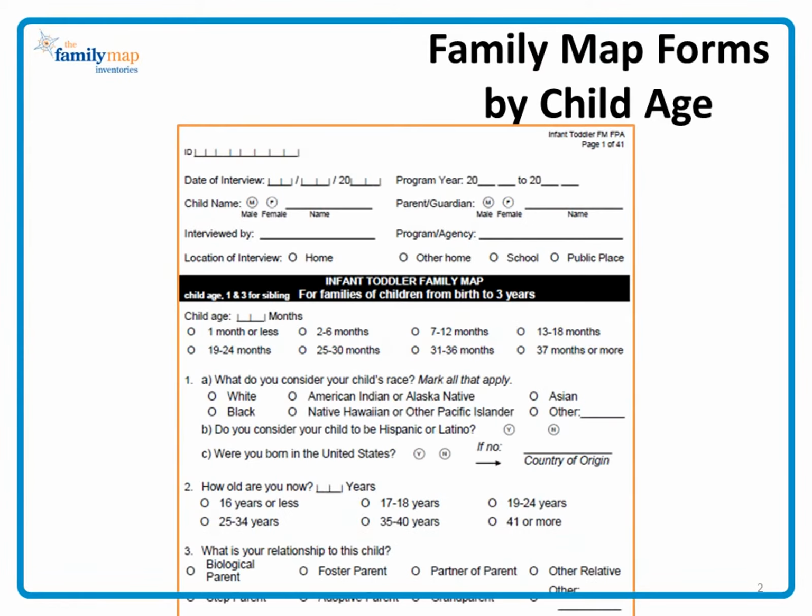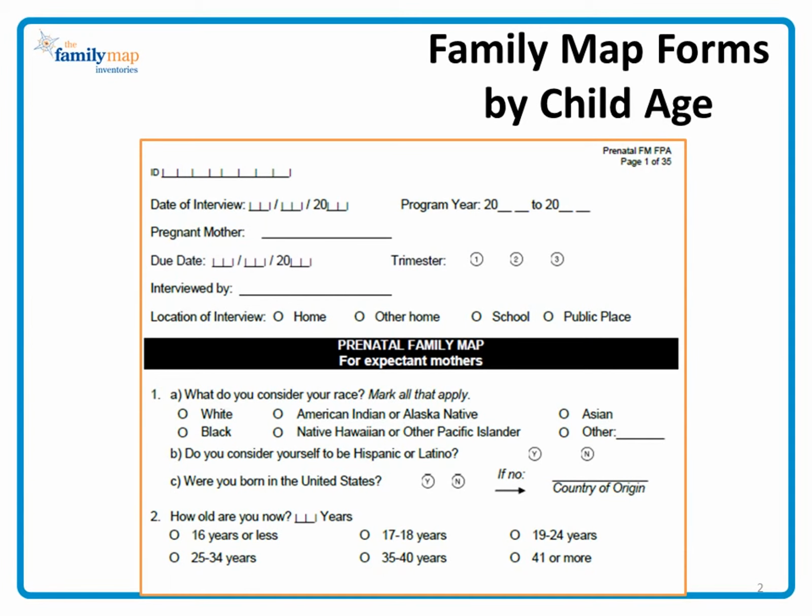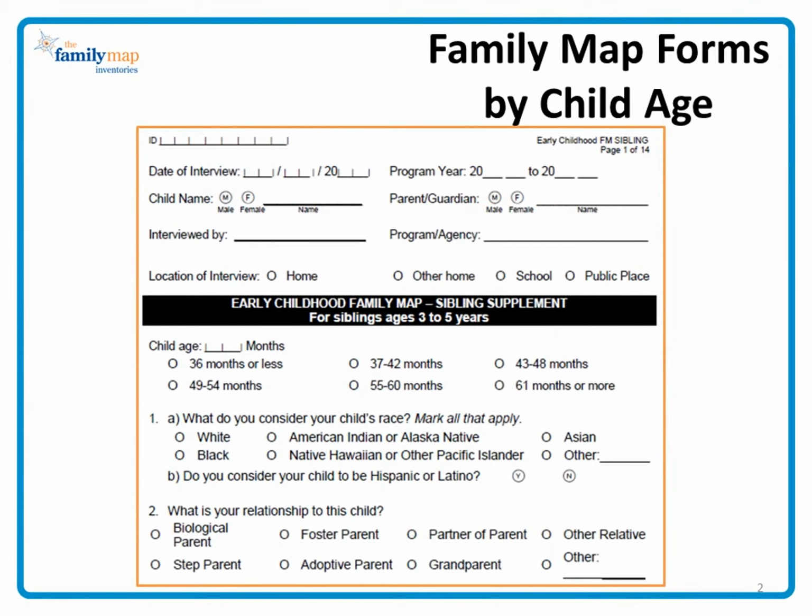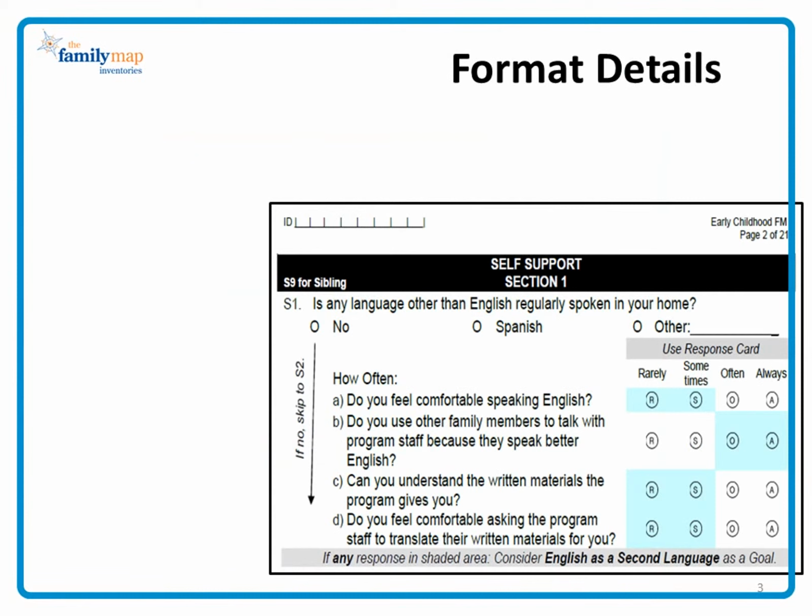There are three versions of the Family Map: the early childhood version for families with children 3 to 5 years old, infant toddler version for families with children birth to 3 years old, and a prenatal version for expectant mothers. There are sibling forms for when you serve more than one child in the same family. The sibling forms are shorter. Remember, you would complete a full Family Map on the youngest child and use a sibling form for any older siblings. Let's look at how the form is set up.